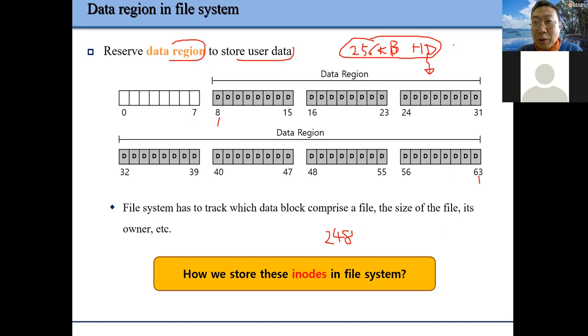Then it's divided into 64 blocks. I reserve 56 blocks, from block 8 to block 63. This is used to store data, so later it will be clear. Basically, this area we call the data region, where we store data.